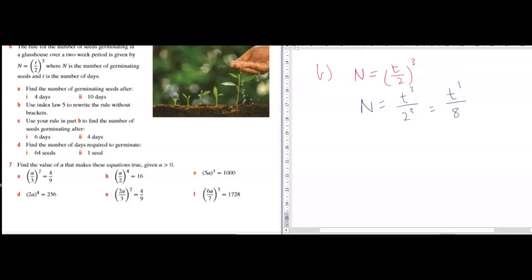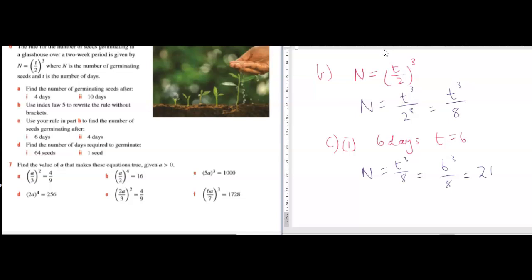Okay, so let's just go back. Okay, so 6 days, so t equals 6. Now it did say it wanted us to use this other rule, so n equals t cubed over 8. So 6 cubed over 8. 6 cubed, 6 times 6 is 36, times 6 again, oh my gosh. I'm going to have to do it on my calculator just because I don't want to get the wrong answer. So 6 times 6 times 6, 216.